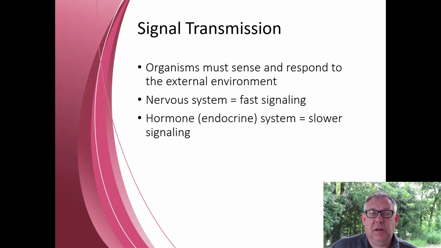So the nervous system is used for fast signaling, where the message gets passed very quickly. The hormone system, or the endocrine system, that is for slower signaling, which is still pretty fast, but not nearly as fast as the nervous system. And so these two systems are important for signal transmission.